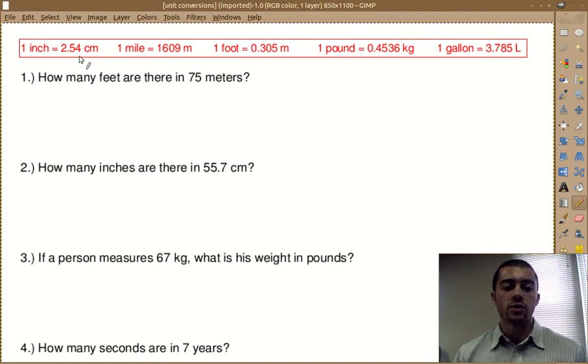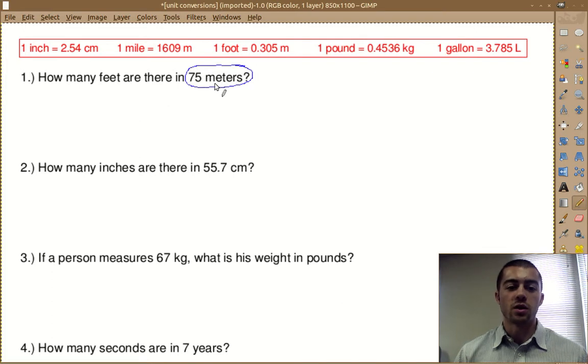So how are we going to go about doing that? Well, I'm going to go over a strategy today that I think will be really helpful and straightforward. If you follow it, it's going to be very hard to get these unit conversions wrong. So how we want to start this is always take the number that you're given. So if we look at this first one, we have 75 meters.